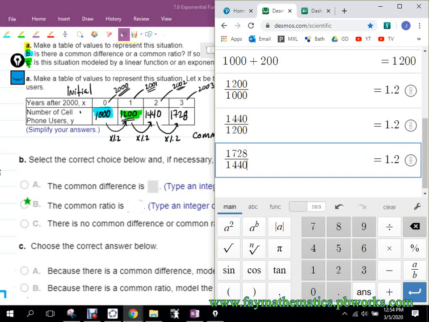So, and why are we dividing? Well, when I went from 1,000 to 1,200, I was multiplying, right? Yeah. So when I want to see if I go from 1,200 to 1,000, I would divide, right? Yeah. Okay.